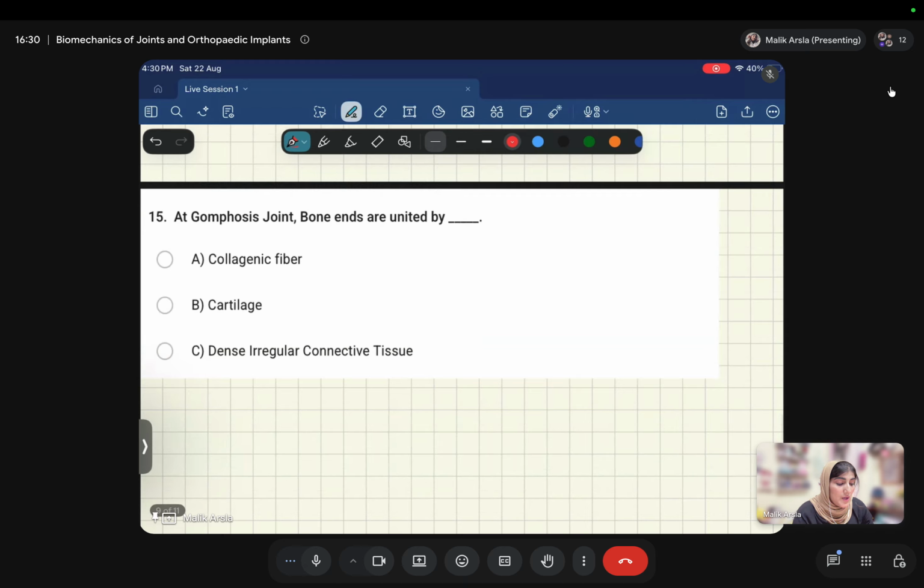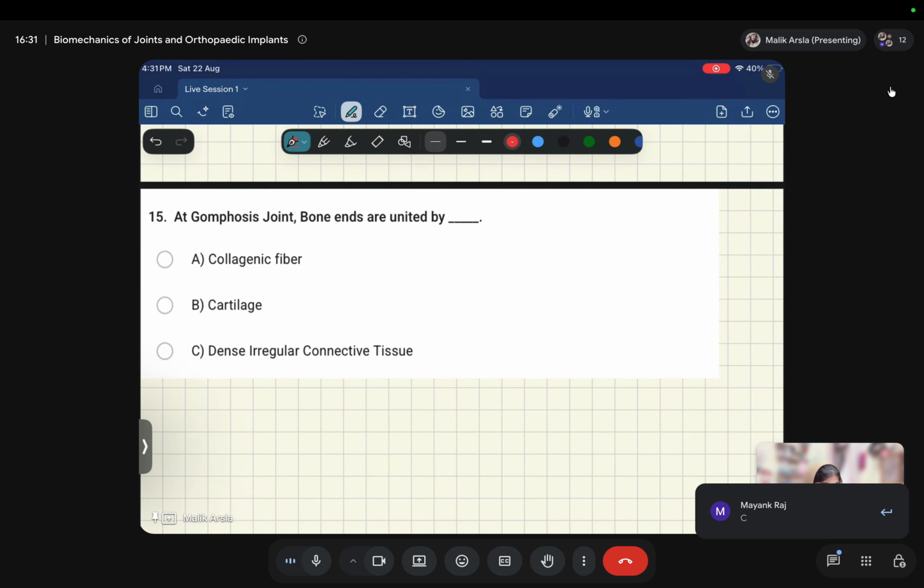Okay. So at a gomphosis joint, bone ends are united by what? What should be the correct answer? Collagen fibers, cartilage, or dense irregular connective tissue? I think collagen fiber should be the correct option here.